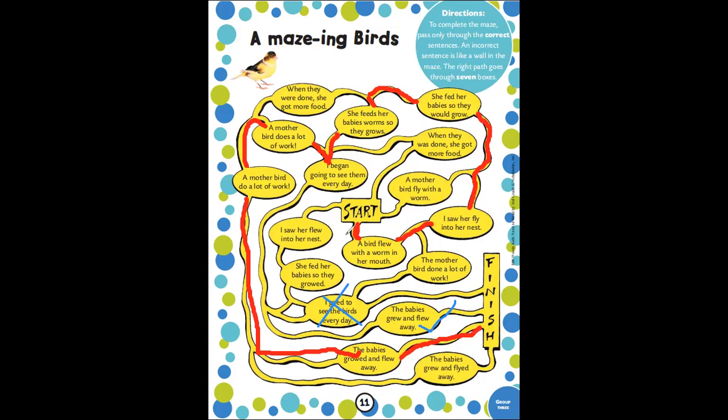Okay. 1, 2, 3, 4, 5, 6, 7, 8. Oh, eight. Okay, I'll give you another clue. This is correct. And this is also correct. And this is also correct. Oops. One, two, three, four, five, six, seven. Oh, 7 already?